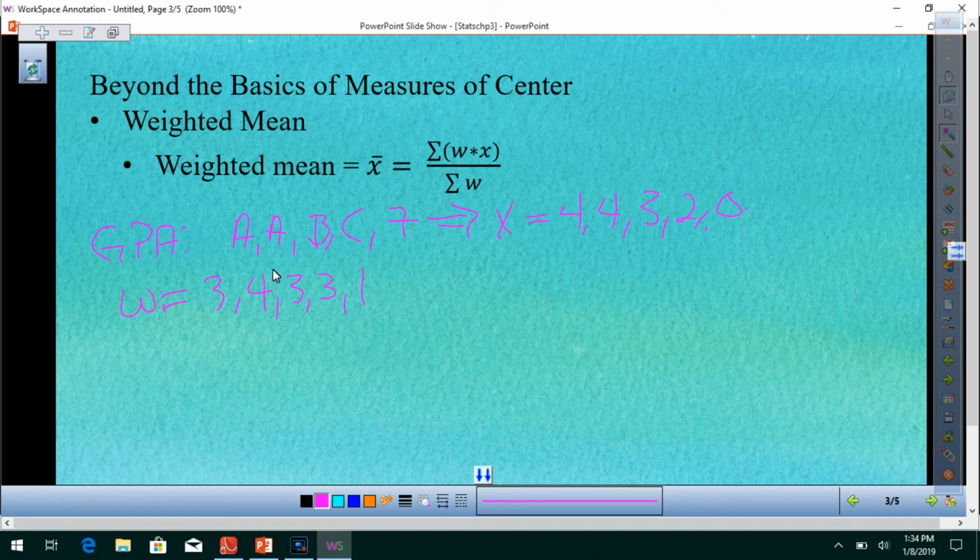We would use this formula here. X bar would be 3 times 4 plus 4 times 4 plus 3 times 3 plus 3 times 2 plus 1 times 0. And then what is the sum of the weights? 3 plus 4 plus 3 plus 3 plus 1, which is 14. So 43 divided by 14 is 3.07. That's computing a grade point average using weights.